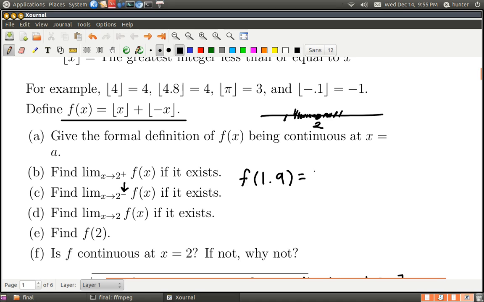Put in 1.9 and I get the floor of 1.9 plus the floor of negative 1.9. This one is easy, right? Floor just throws away the decimal part, so this one is 1. And what is this? It's not negative 1, because negative 1 is actually greater. This is negative 2. So we've got 1 plus negative 2 is negative 1. Okay, so negative 1 was also the answer for part B, which is good.